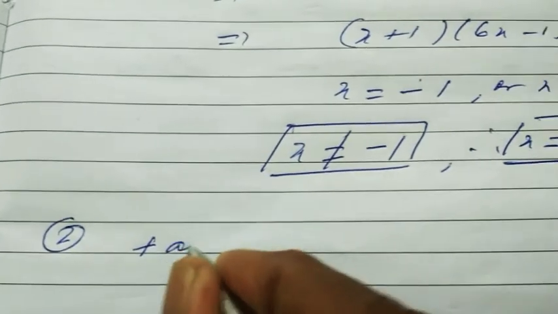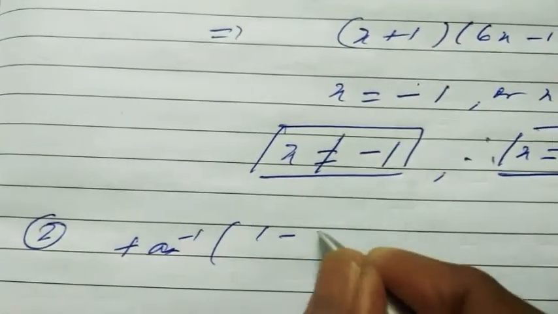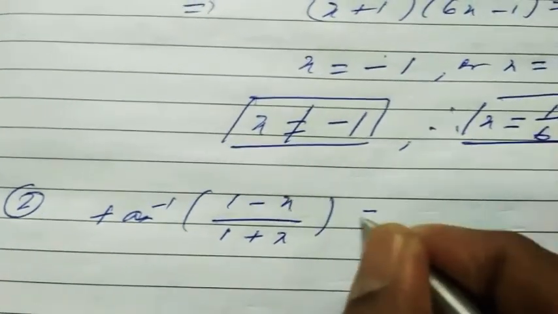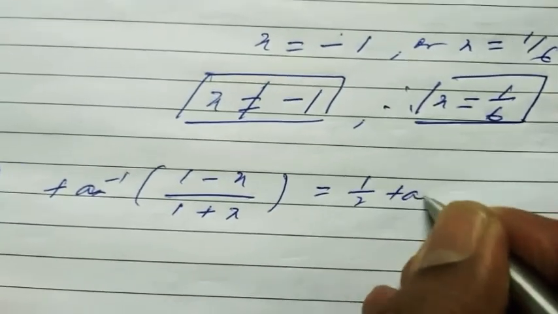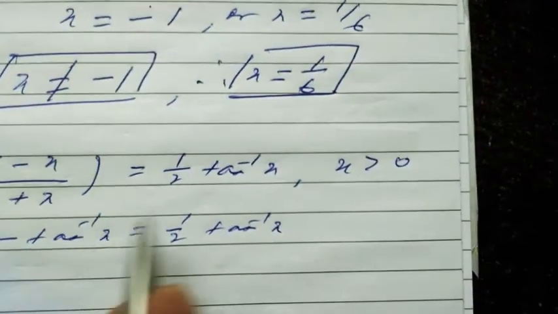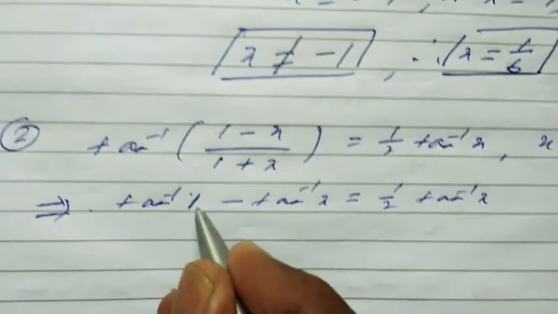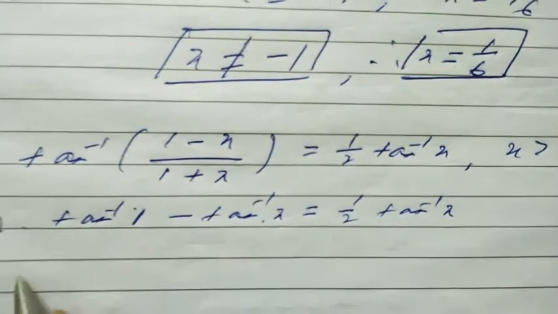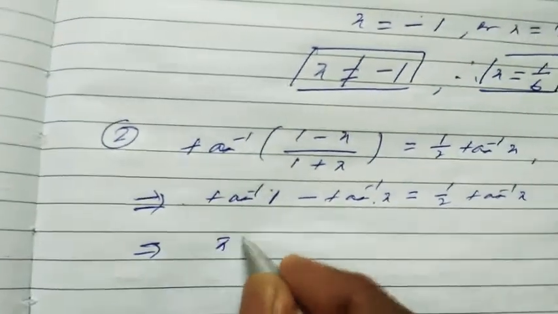Tan inverse of (1 minus x) upon (1 plus x) is equal to half of tan inverse of x, where x is greater than 0. So further we can go for this. It implies tan inverse 1 minus tan inverse x is equal to half of tan inverse x. Tan inverse 1 is pi by 4.